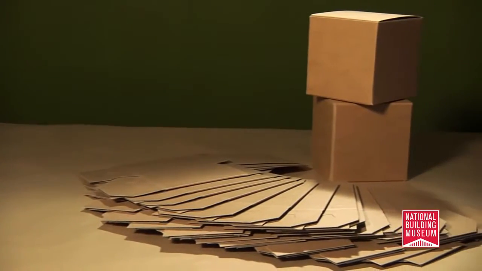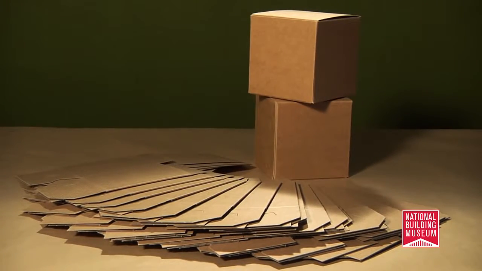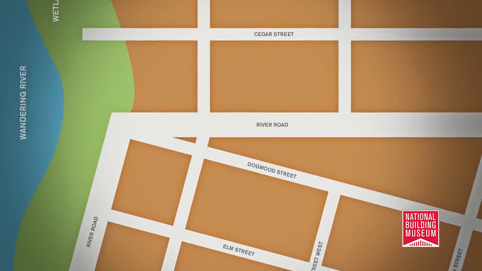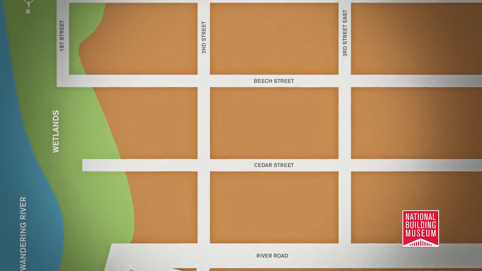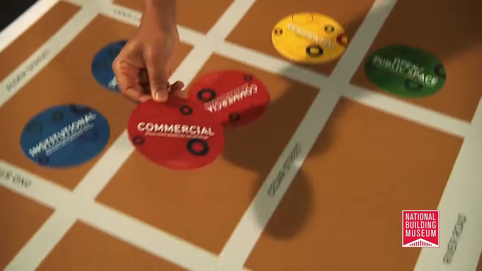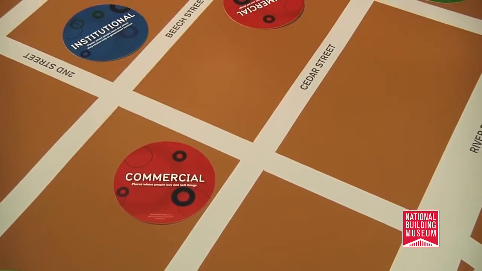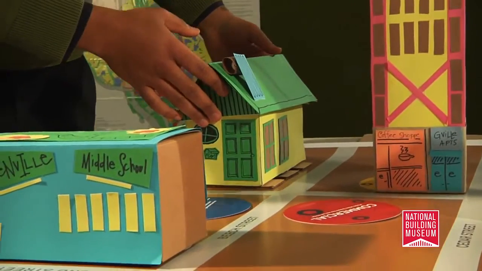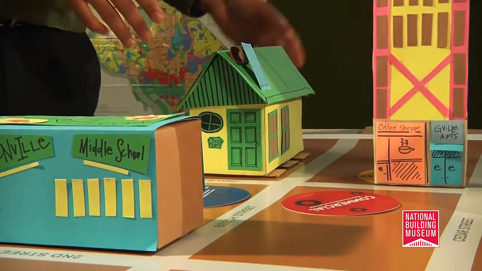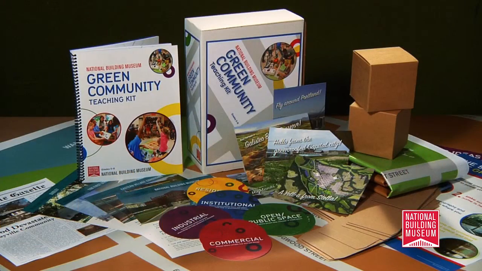We've also included a few 4-inch by 4-inch boxes to get you started on the buildings. Finally, the map. Use this map to plan and ultimately build your new town. Most of the hands-on work of Green Community will be done on this map. The students will plan their city and later place the completed homes, offices, schools, and other structures on the map to form Greenville.